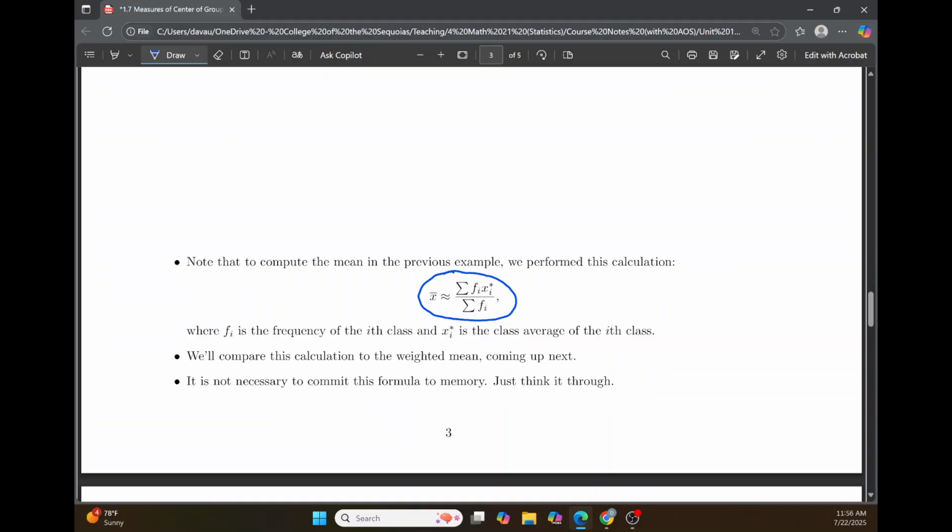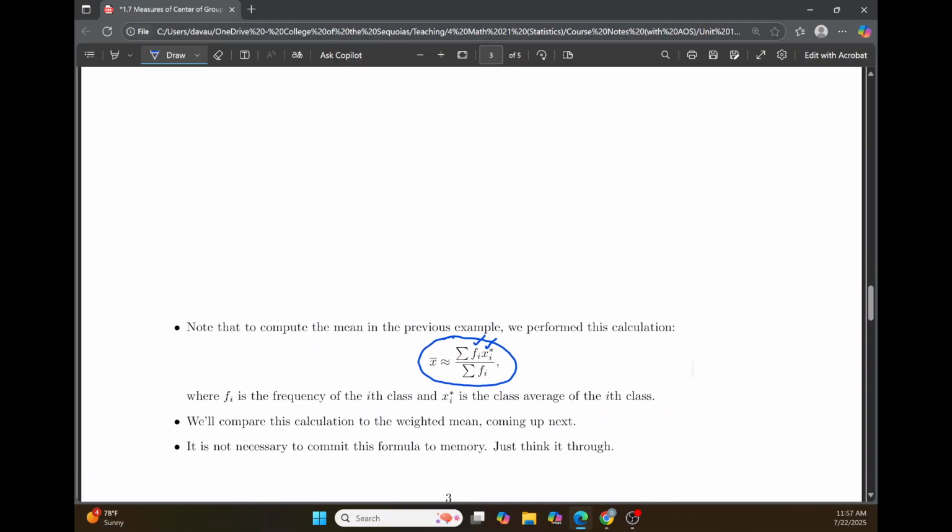But just to give you an idea of what this formula is trying to communicate to us, it's saying, if you want to compute the mean from grouped data, what you should do is take the class average, that's xi star, and then multiply that times the number of times that class occurred. That's fi, the frequency of the ith class. And then you should add those up.